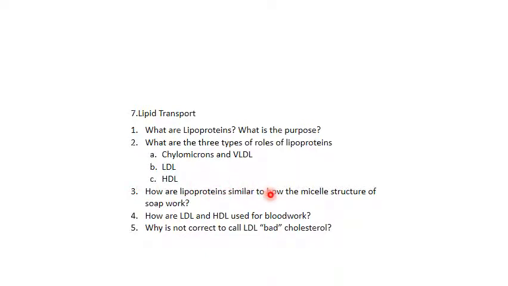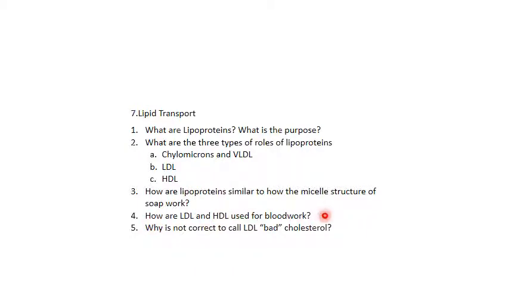How are lipoproteins similar to how the micelle structure of soap works? Okay, in the micelle structure of soap, it hides the oils or grease from the water. Well, lipoproteins do the same thing. They have a polar outside and a non-polar inside, and the lipids go inside the lipoprotein, hang out in there with their non-polar interactions, and then the water doesn't see them because they're hidden.